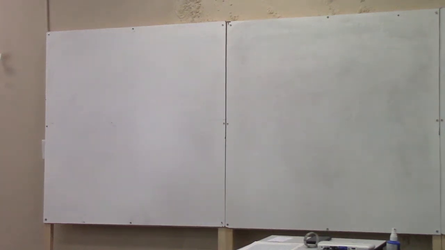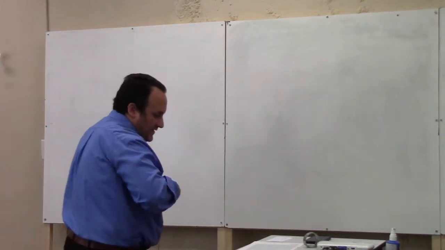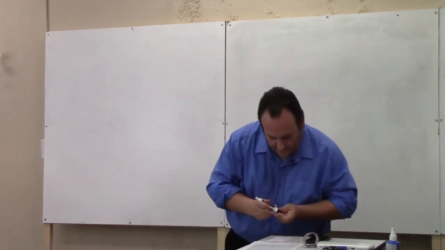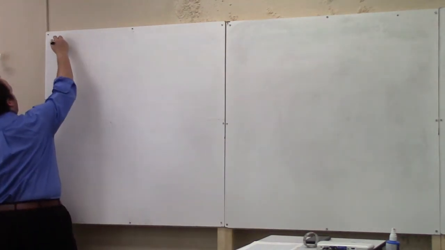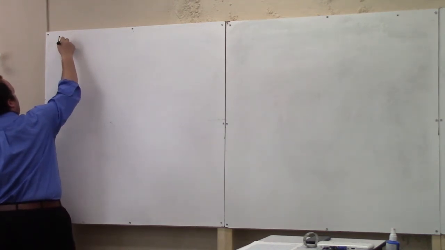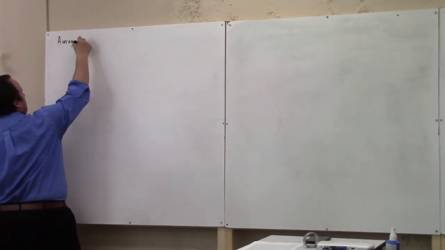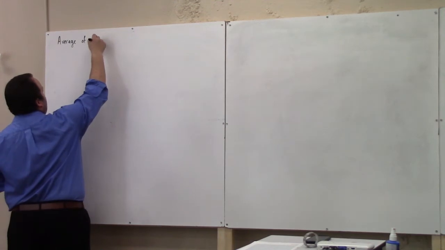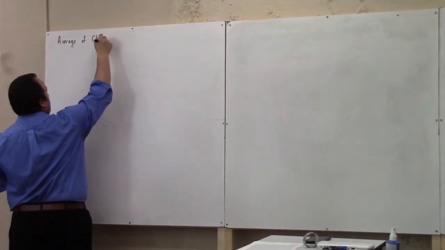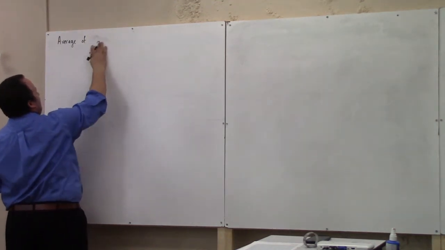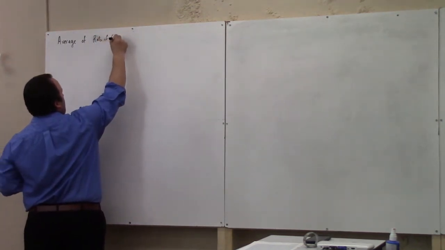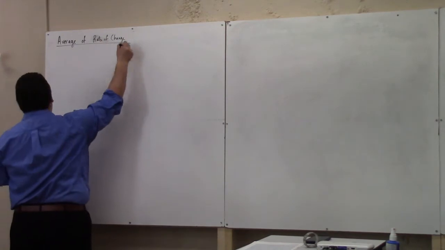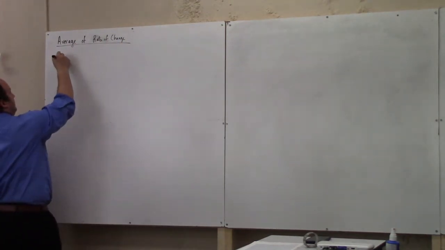Okay, so I'm going to start here with an example of the average rate of change. All right, so let's talk about average rate of change. And I'm going to use this as an opportunity to introduce a couple new ideas. I seem to have lost a rate of change. Okay, so here it is. Let's look at this example.